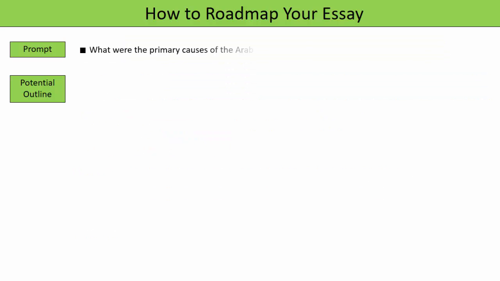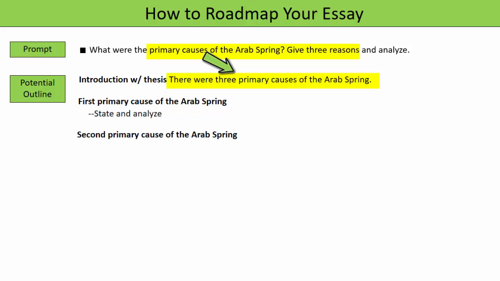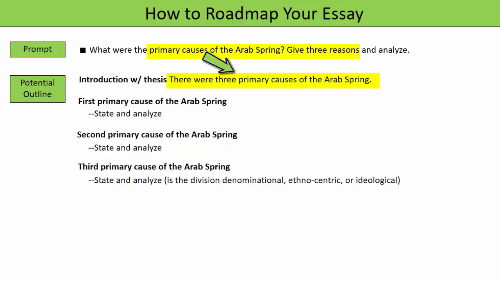The 8th prompt. What were the primary causes of the Arab Spring? Give 3 reasons and analyze. Well, by now you know the pattern. Introduction, cause number 1 of the Arab Spring, cause number 2, cause number 3, then the conclusion.